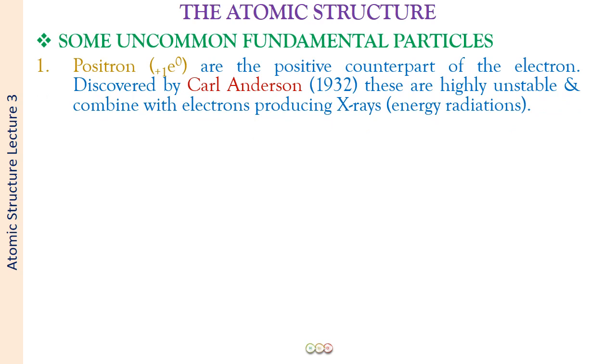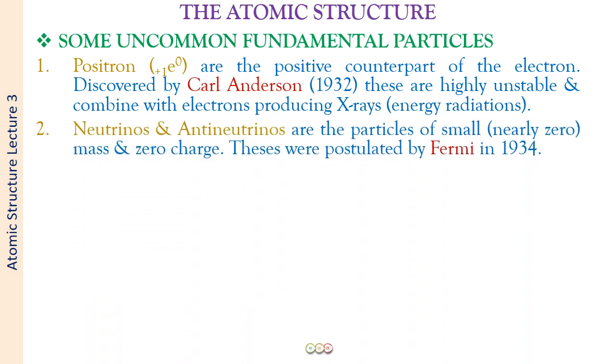We have, first is the positron. We have denoted this by e with the 0 as the mass and +1 charge. So basically this is the positive counterpart of the electron, having +1 charge equal to that of the electron. Electron has -1 unit charge and no mass. So this was discovered by Carl Anderson in 1932. These are highly unstable. They combine with electrons producing X-rays.